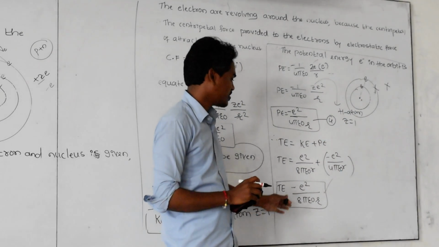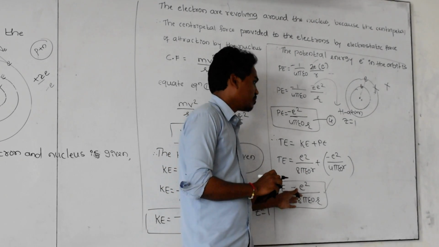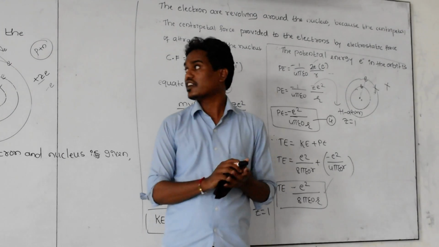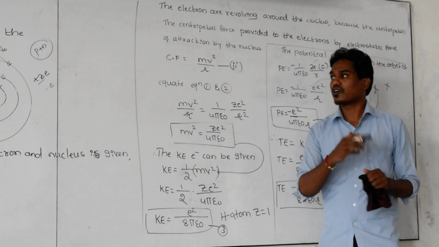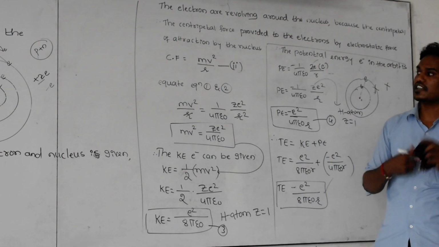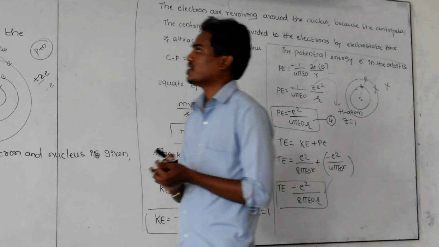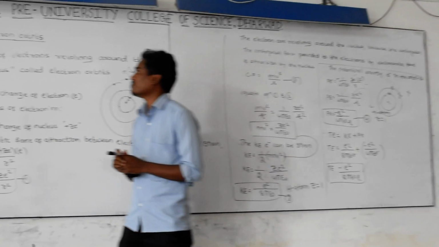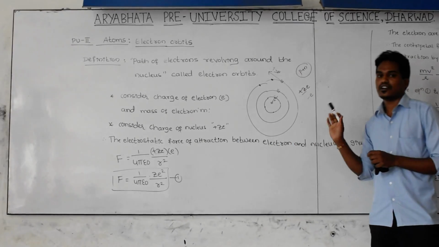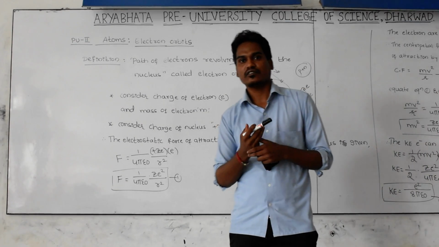By using this equation, and it is very important for your examination also, you can remember this derivation. This is the derivation of the energy of each and every electron around the nucleus in its respective orbits. That's why this is the concept of electron orbits. Remember the definition as well as the derivation. And next there is the concept of atomic spectra. We'll see that in the next video.